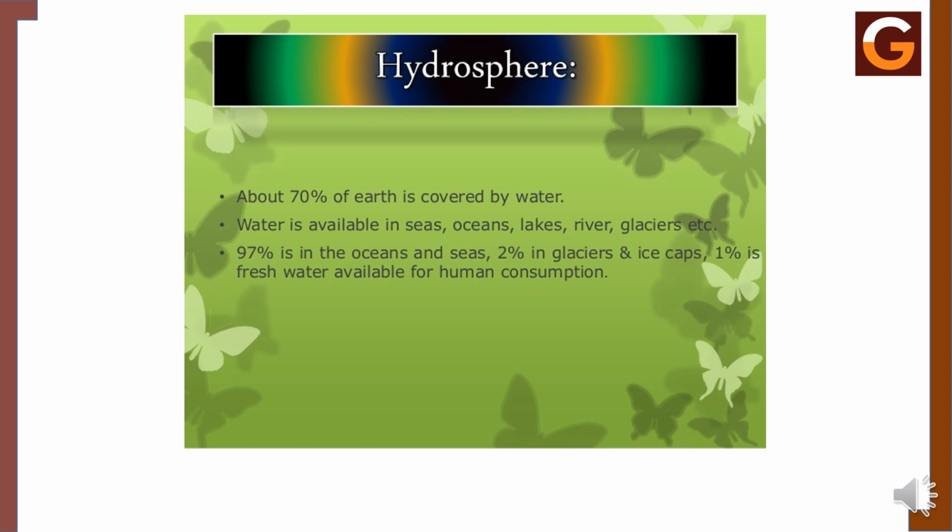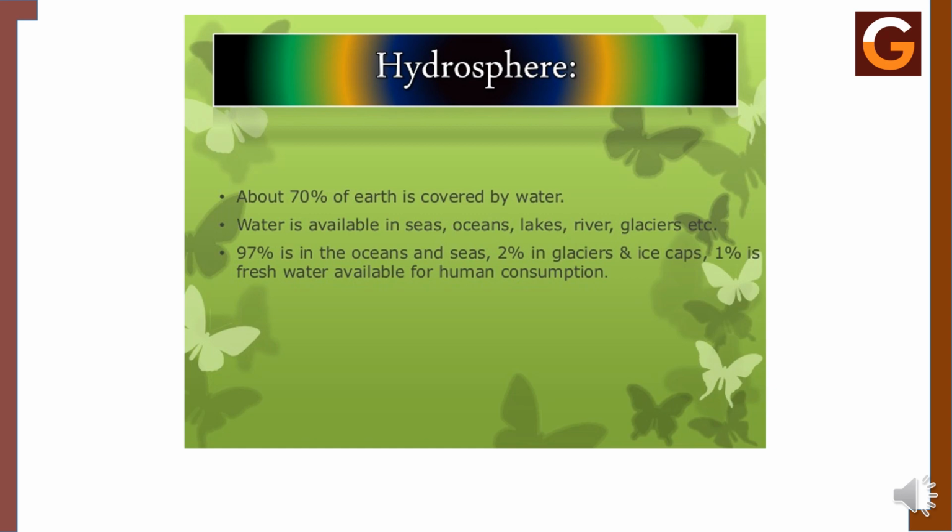Now let's look into the second component of the environment, that is hydrosphere. Hydrosphere is the total amount of water found on a planet. A planet's hydrosphere can be liquid, vapor, or ice. Hydrosphere comprises all forms of water bodies on Earth, including marine, which includes oceans and seas, and fresh water, which includes rivers, lakes, ponds, and groundwater resources.